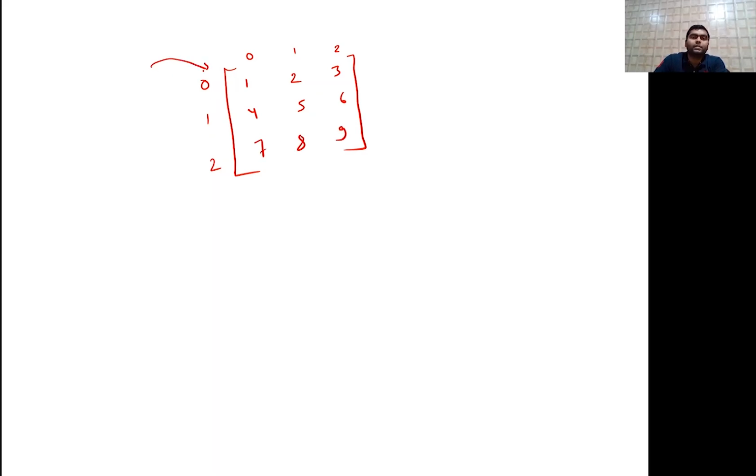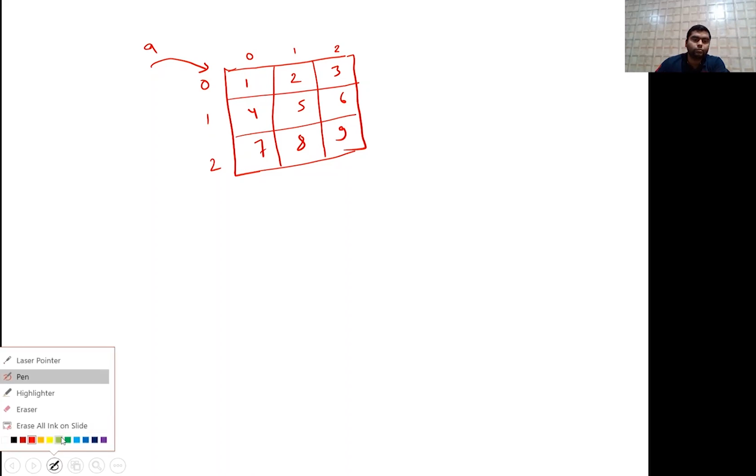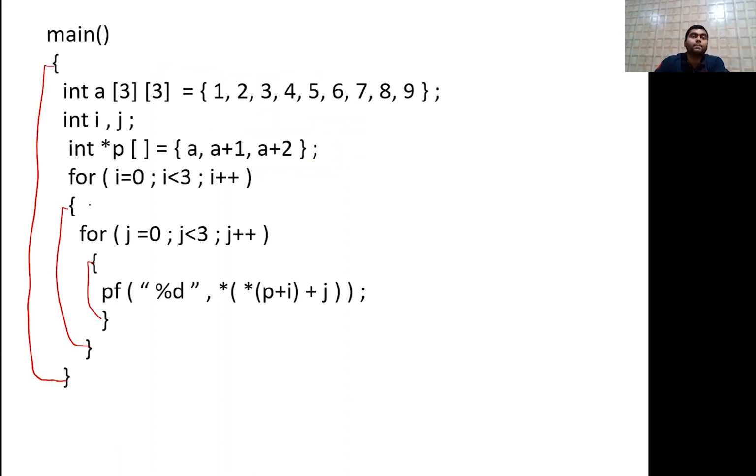Observe very carefully. The name of this array is a. The array is something like this. Now observe very carefully. In the next line, they are saying to take integers i and j. Two variables are required, and star p, an array of what?